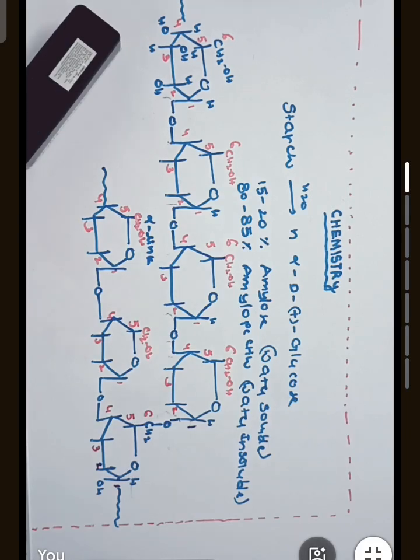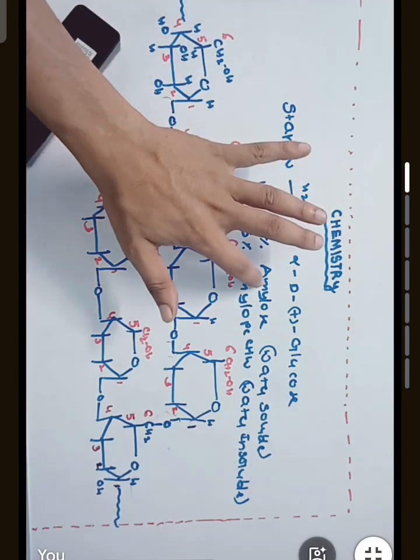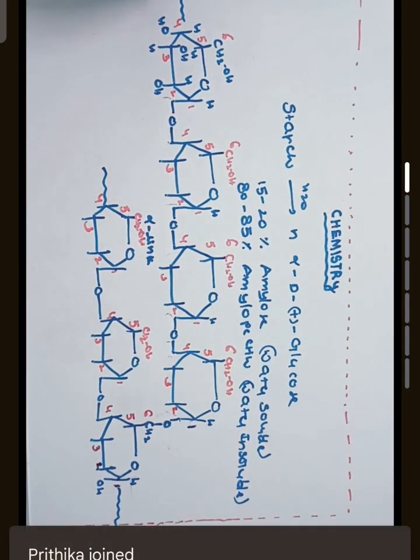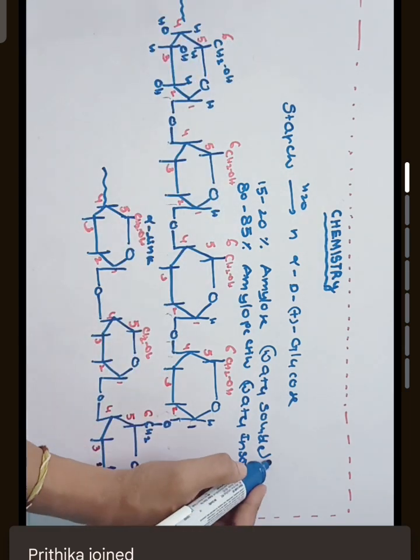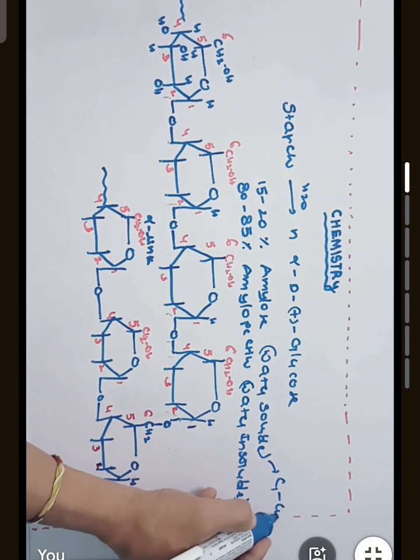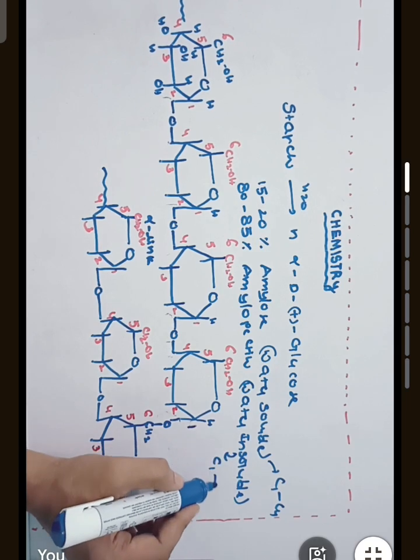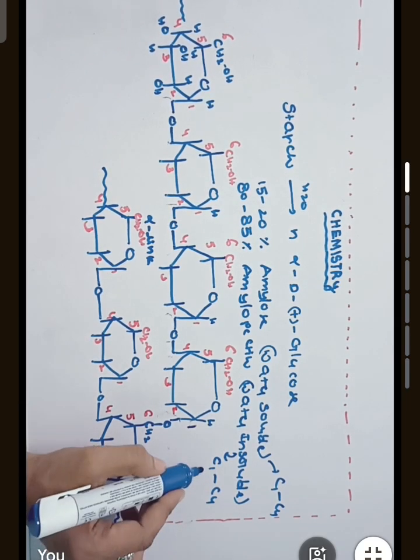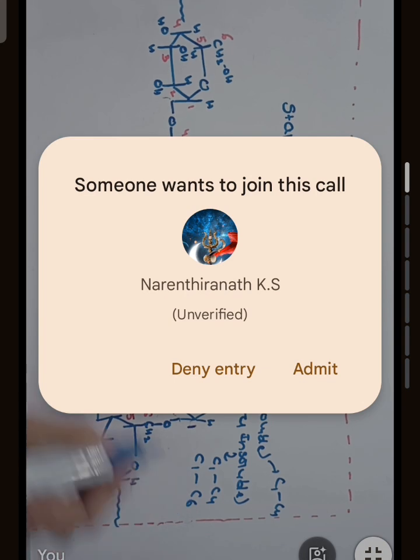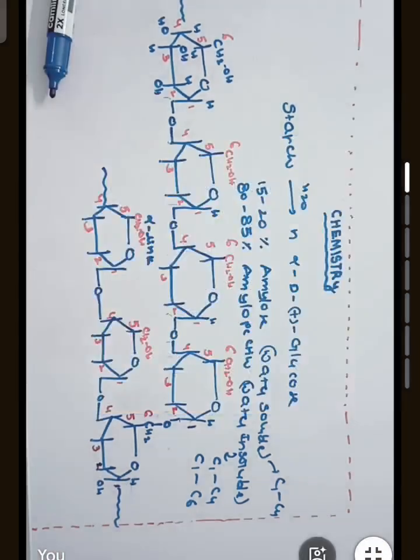The main point is that you can check what kind of linkages are present in amylose and amylopectin. In amylose only C1 C4 linkages are present, whereas in amylopectin C1 C4 linear linkages and C1 C6 branch linkages are present.